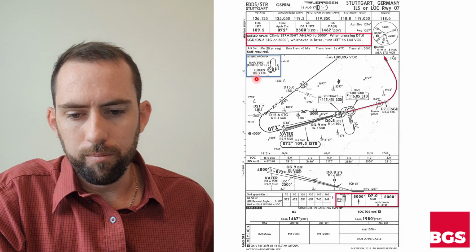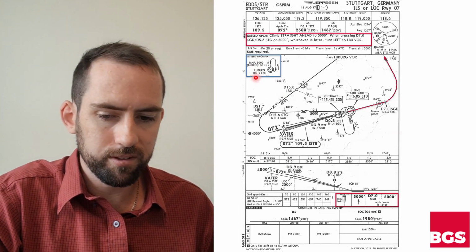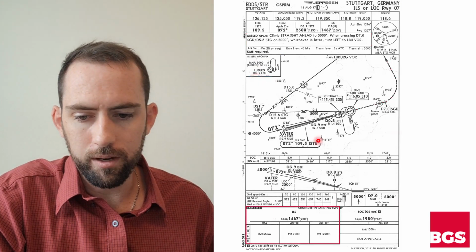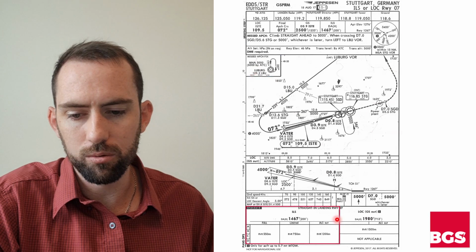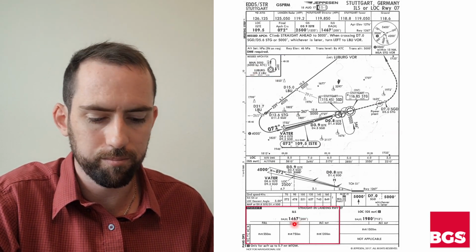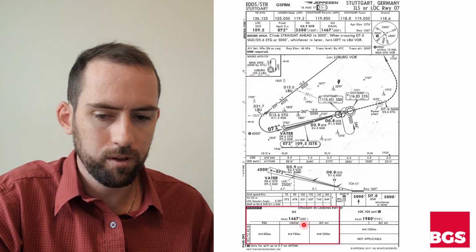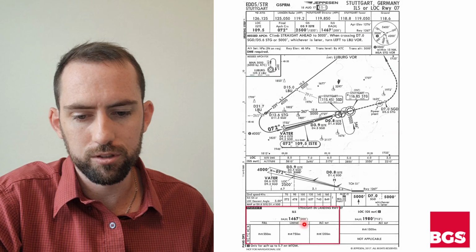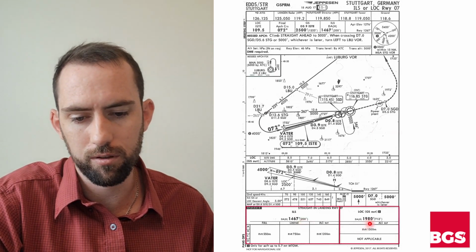Now, moving on from there, the last thing I'm going to talk about is your approach minimums. If you are flying the ILS approach, as I've said already, your decision altitude will be 1,467 feet above mean sea level, or a height of 200 feet. Or if you're flying the localizer approach, your decision altitude is 1,980 feet, or 713 feet height.